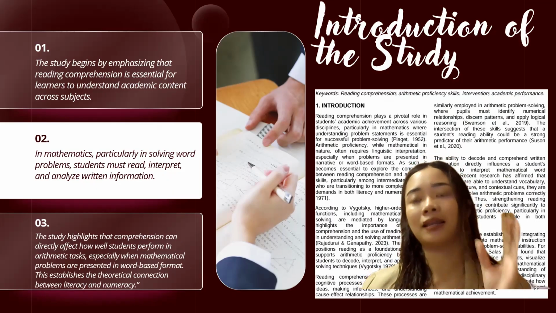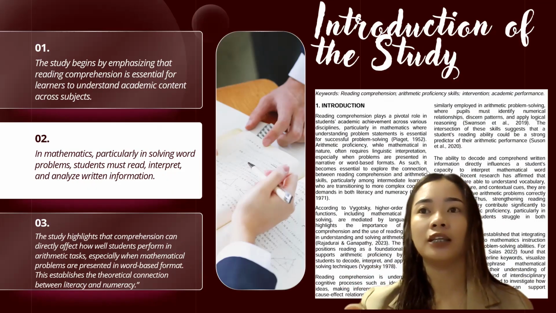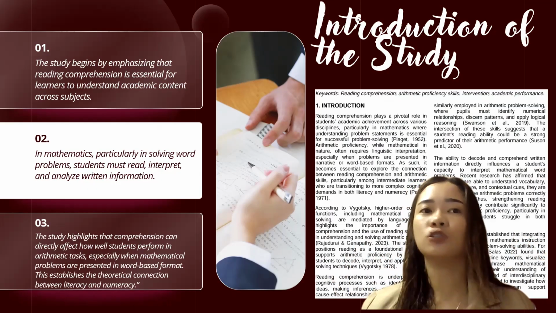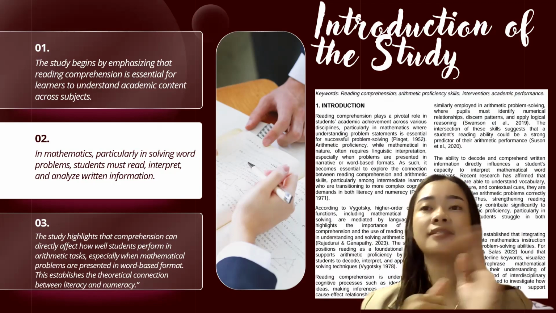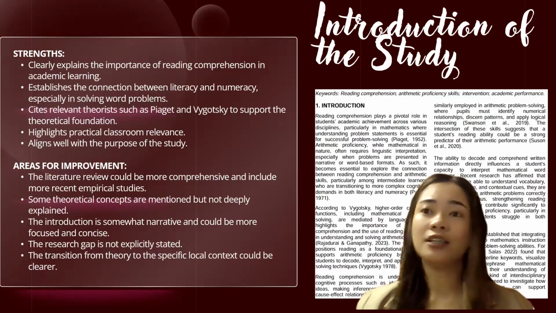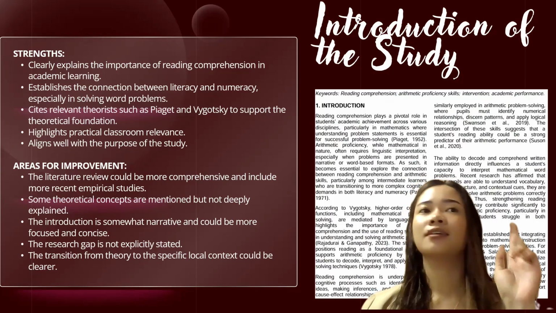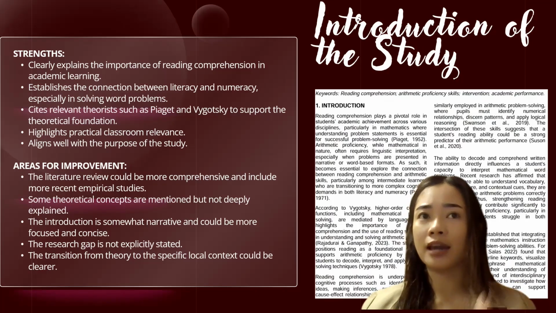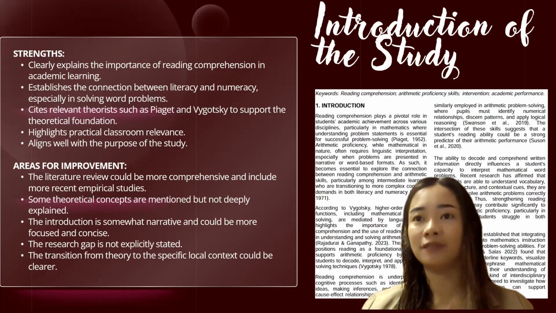So it's very good. Next, in mathematics, particularly in solving word problems, students must read, interpret, and analyze written information. Third, the study highlights that comprehension can directly affect how well students perform in arithmetic tasks, especially when mathematical problems are presented in word-based format. This establishes the theoretical connection between the two variables, which is literacy and numeracy. In addition, as a strength, the introduction clearly explains the importance of the two variables and establishes a connection between literacy and numeracy. It cites relevant theories such as Piaget and Vygotsky to support the theoretical foundation, which is very good. It highlights practical classroom relevance.